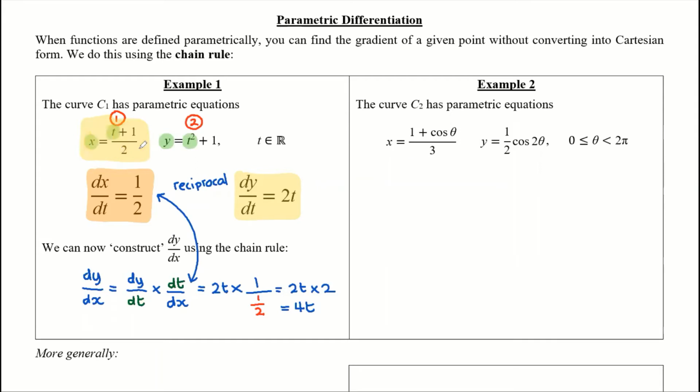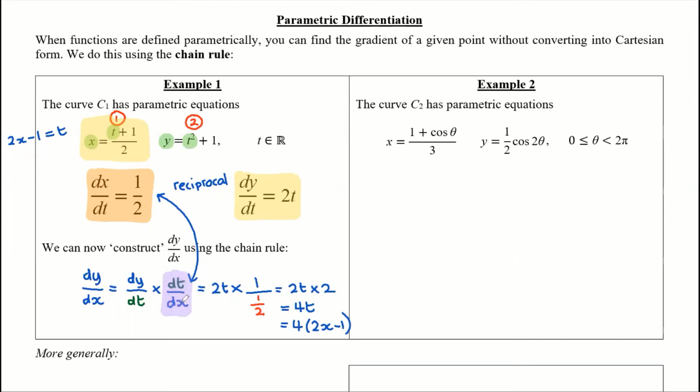Okay, so you can do this as an exercise. You can just pause the video and have a go at this if you want to. If I make t the subject, remember what we got? We got 2x subtract 1 is equal to t. Okay, and my derivative is 4 lots of that, which is exactly what we got in questions 1 and 2. So there we have it. So that's how we construct dy by dx. We have to reciprocate the dx by dt, but using the chain rule, it makes complete logical sense given the context we're in.